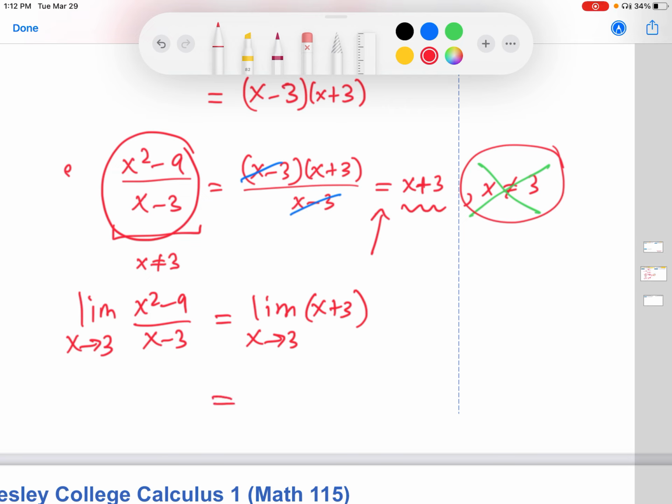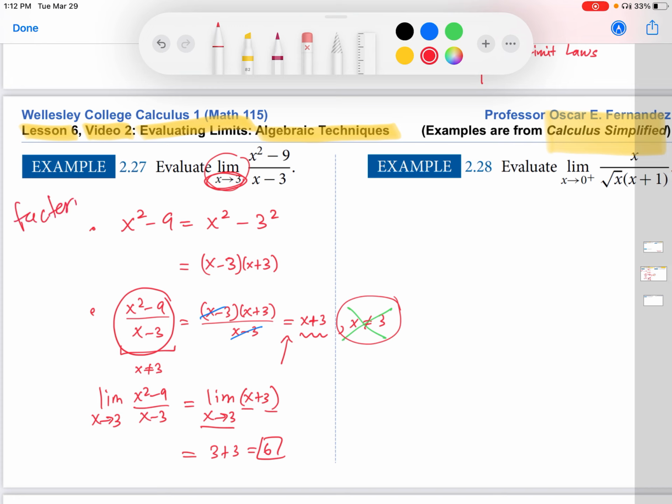Okay, great. So let me move over now and talk about this next example, 2.28, and then show you a different algebraic technique. So the algebraic technique we just talked about here was factoring. So that is one thing that you can definitely use.